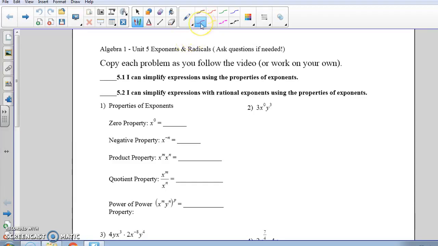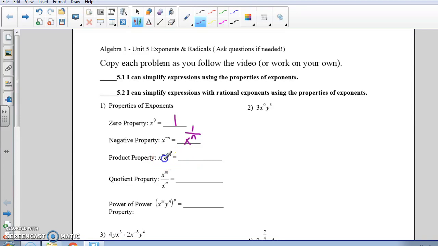In Unit 5, we focused on exponents and radicals. So with our review, we're going to start with the properties of exponents. The zero property says that anything to the power of 0 will equal 1. The negative property says that you need to use a reciprocal or a fraction, moving that negative power into the denominator with its base. When you move it, make sure the power becomes positive.